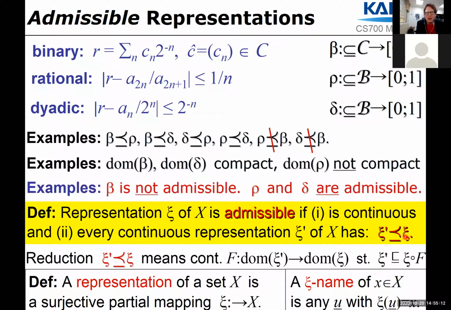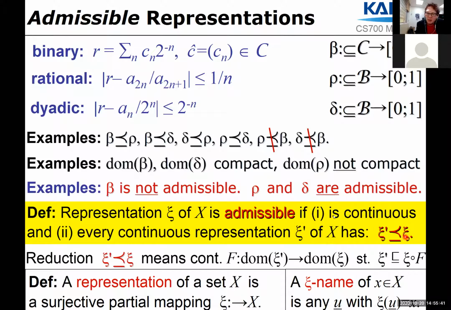And here it turns out that the representation beta is not admissible, which is another disadvantage, whereas the other two, the representation rho of rational representation and the dyadic representation delta, these two are admissible. So that's another advantage for the latter two. Now, why is the representation beta not admissible?